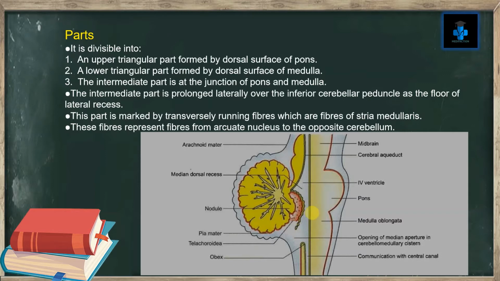The intermediate part is prolonged laterally over the inferior cerebellar peduncle as the floor of the lateral recess. This part is marked by transversely running fibers, which are fibers of the stria medullaris. These fibers represent fibers of the arcuate nucleus to the opposite cerebellum.